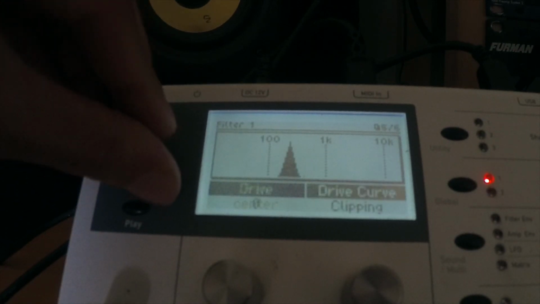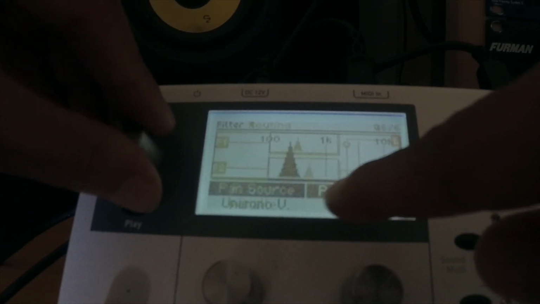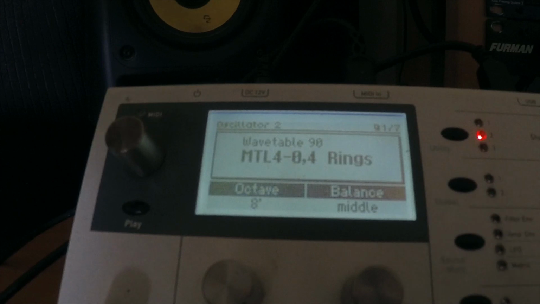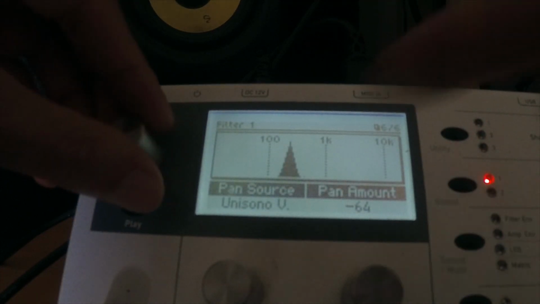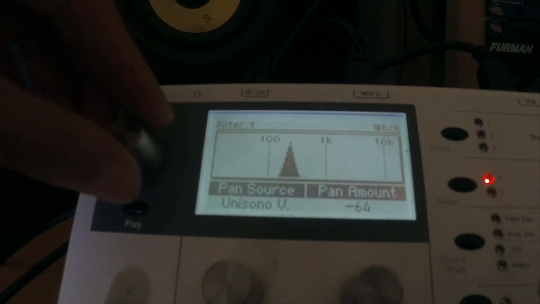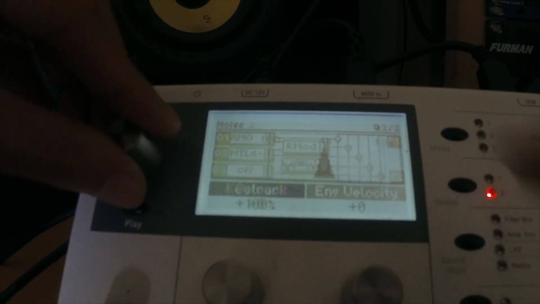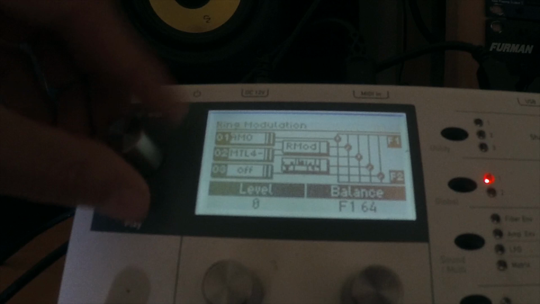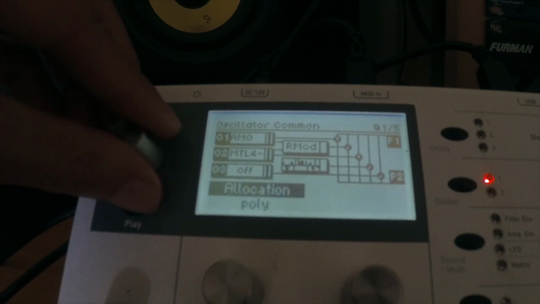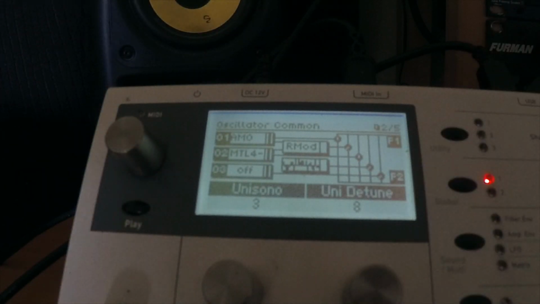Pan source unisono for both, because it's stereo. You want the stereo vocoder, right? Well, that's how you have to do it. Unisono negative 64 if it's on the 3. That's why I use the 3, so you can split it up. Then you detune it.